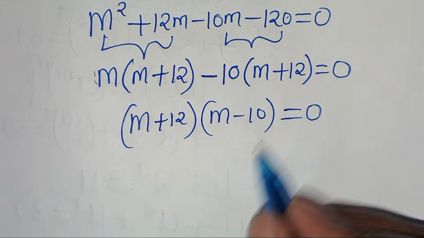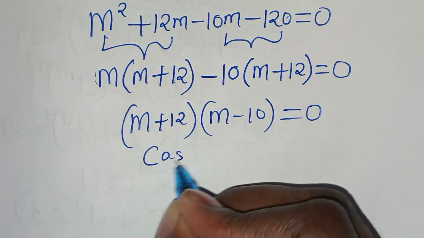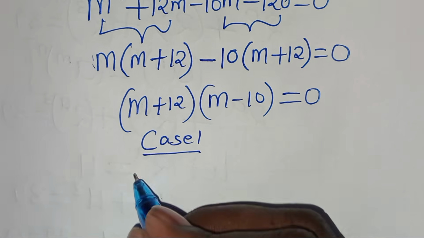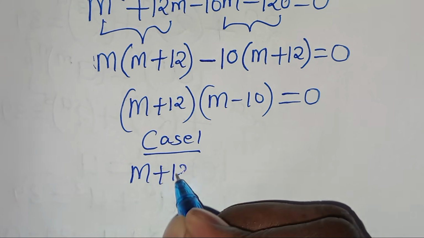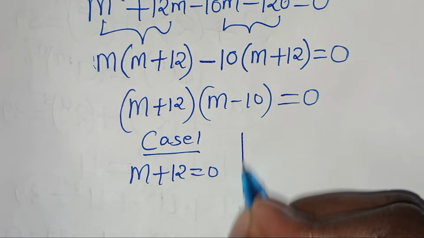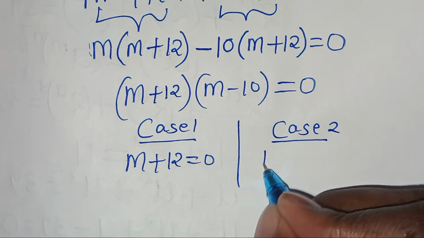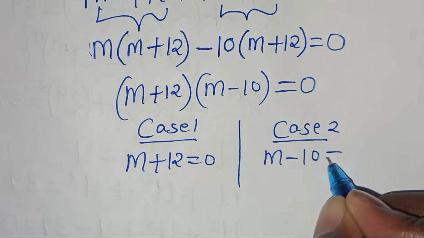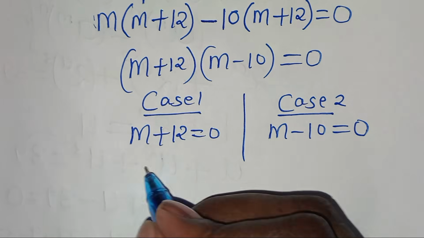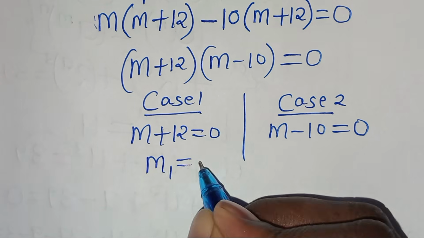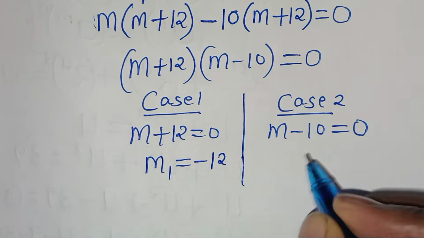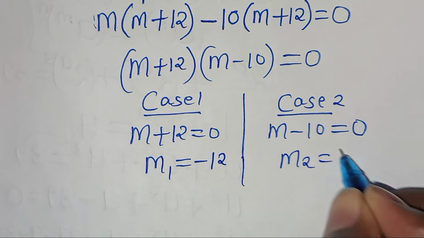So we have got two cases here. In case 1, m plus 12 is equal to 0. And in case 2, we have m minus 10 is equal to 0. So m1 is equal to negative 12, and m2 is equal to 10.